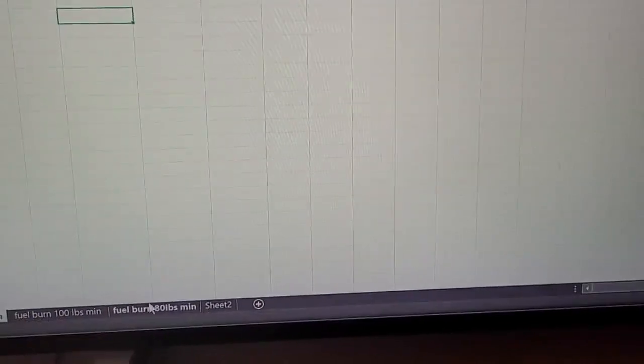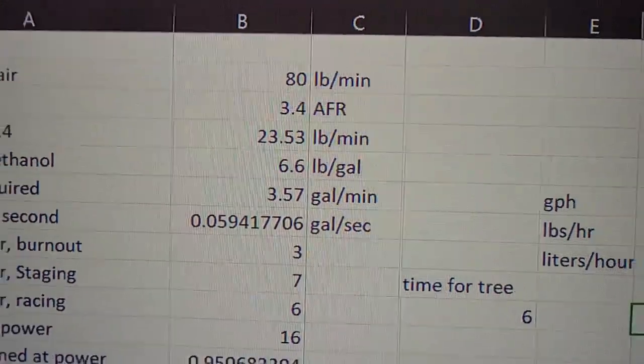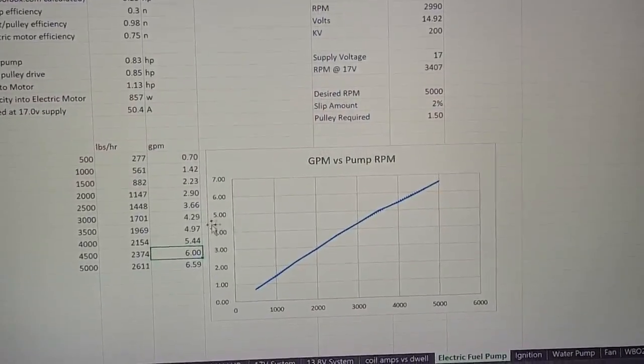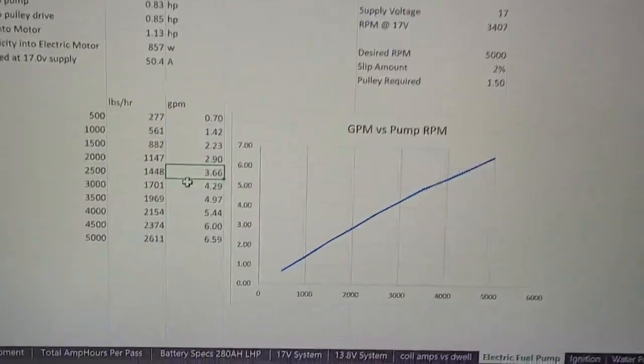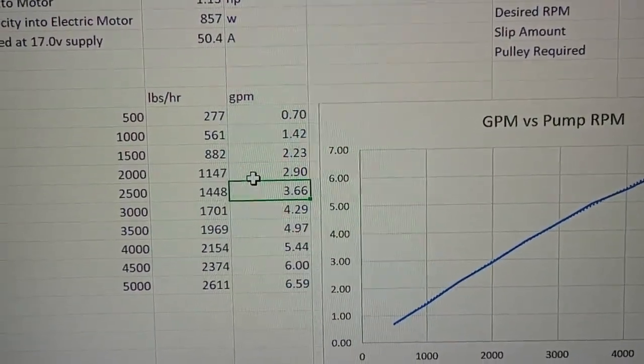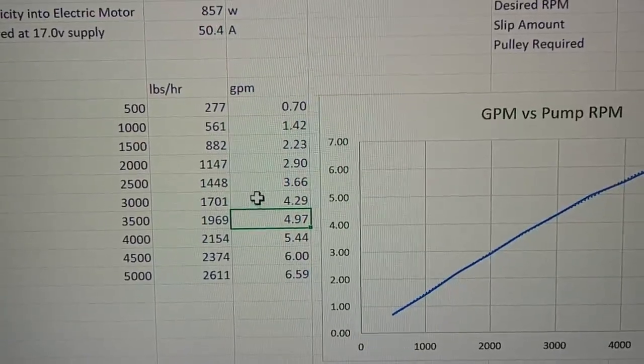So if we go back to what we're doing now, this 80 pounds a minute, 3.57. So that's how many gallons we need. Now we can add some safety factor because we're definitely going to need it. So 3.5, let's add 20% to that. What would that be? 0.7, 4. Let's just go with this number, 4.2.